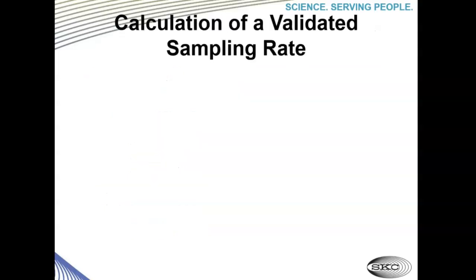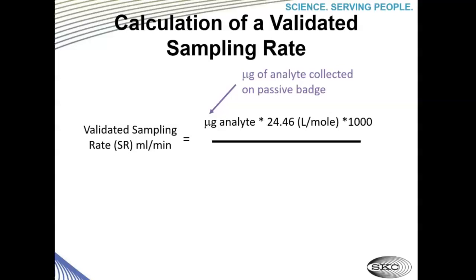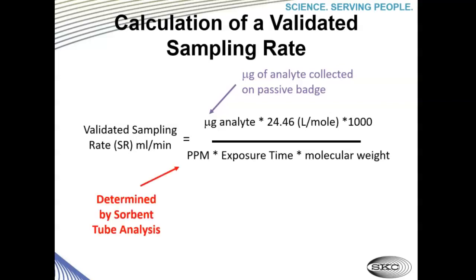Here is the calculation for a validated sampling rate. The validated sampling rate is going to be equal to the micrograms of the analyte times 24.46 liters per mole times 1,000. The micrograms of analyte is the mass of the chemical collected on the passive badge, divided by the ppm times the exposure time times the molecular weight.